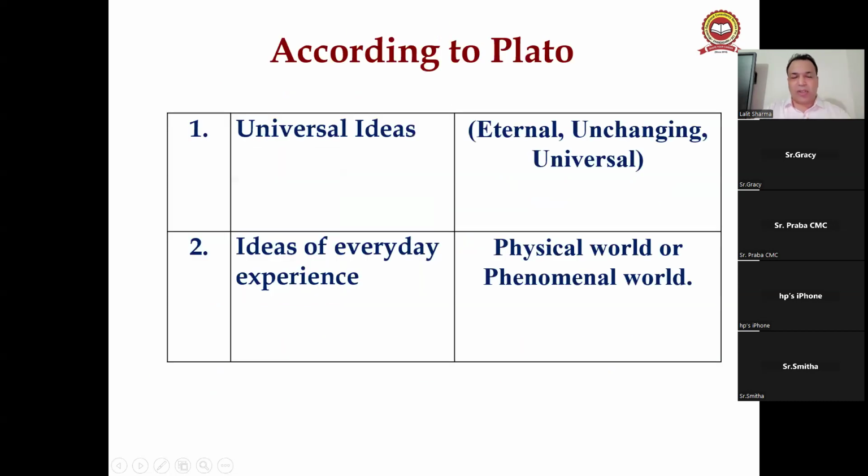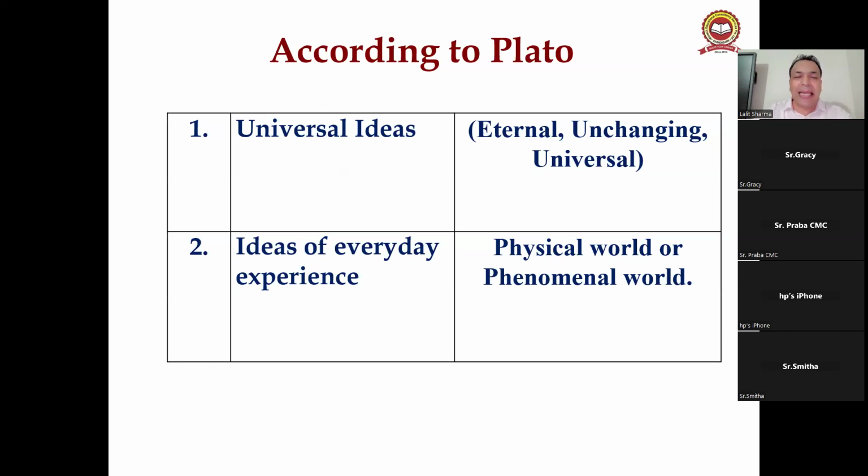According to Plato, what has Plato said? Okay, understand this, then you will come to know. Plato has said that there are universal ideas, and second, ideas of everyday experience. Plato says that there are two types of idea. One is universal and one is the idea of everyday experience. Along with that, Plato says that universal ideas are more real than the ideas of everyday experience. Okay. Universal ideas are eternal, unchanging, universal. Ideas of everyday experience are the physical world or phenomenal world.